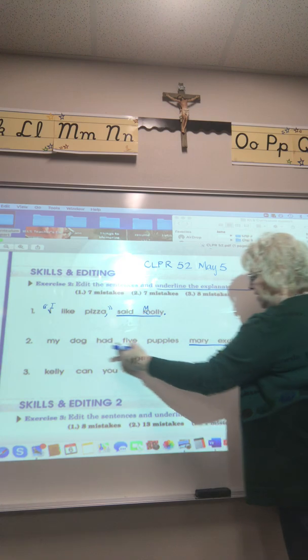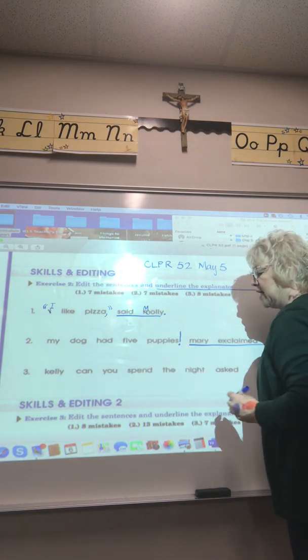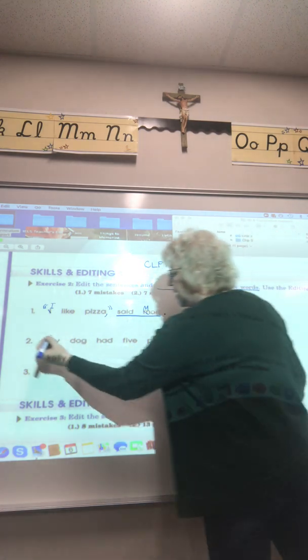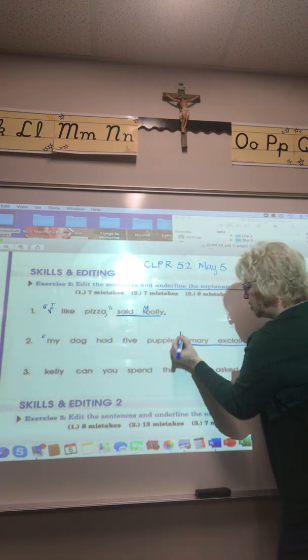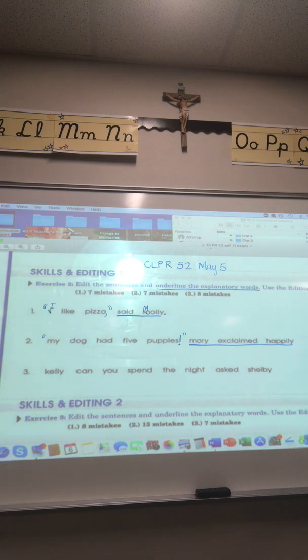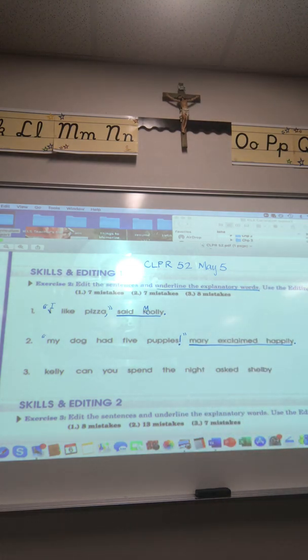So this is what she said. My dog had 5 puppies, and she's so excited. And you put an exclamation mark there. And because those are the words that she said, you're going to put quotation marks around that. And at the very end of this whole sentence, you put a period. So on this kind of a sentence, when you have an exclamatory, you put the exclamation point after those exciting words that she said. Okay, now we can go back and find our other mistakes.